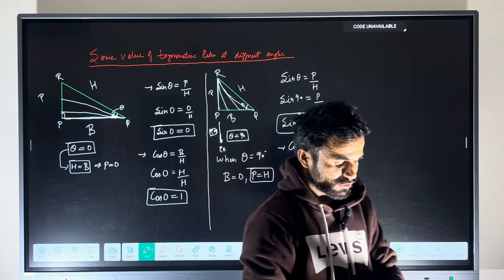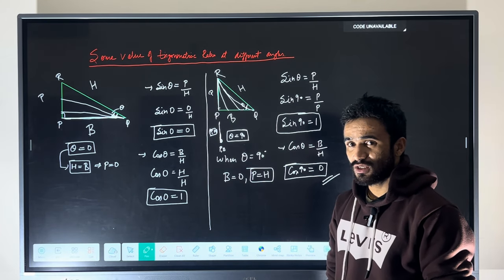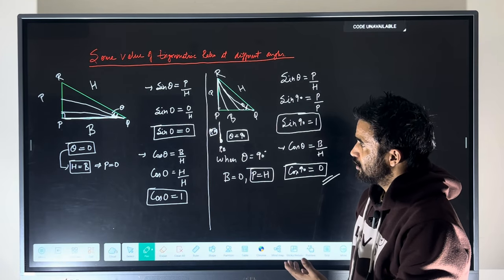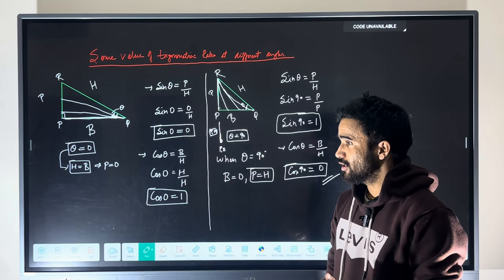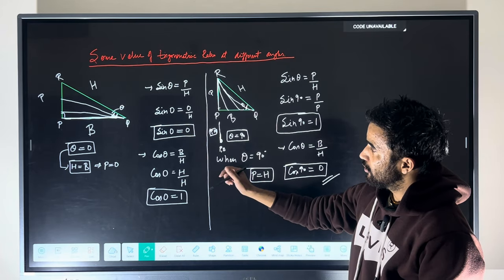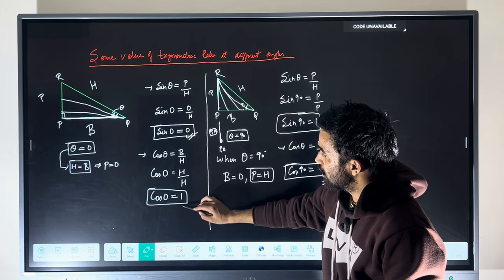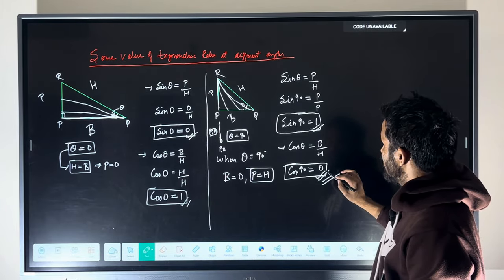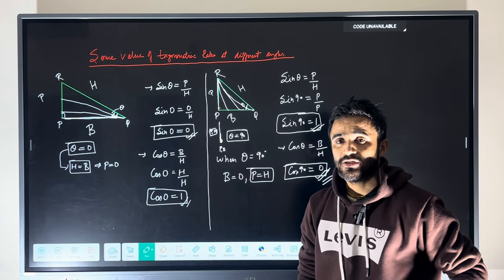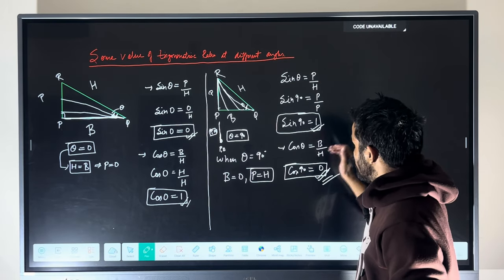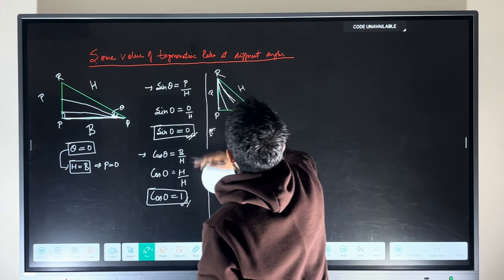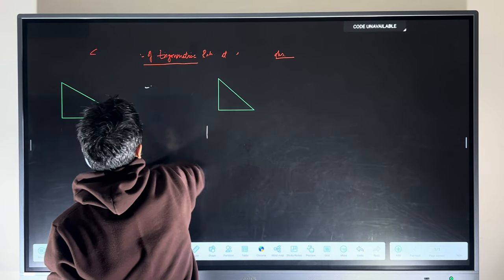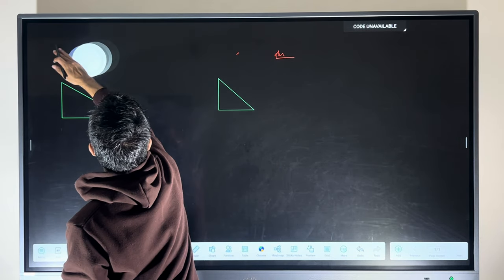Because we often remember the values, but we don't know how these values came. So I have explained how sine 0 is 0 and how cos 0 is 1, how sine 90 is equal to 1, and how the value of cos 90 gives 0. Now we will do it for other values.